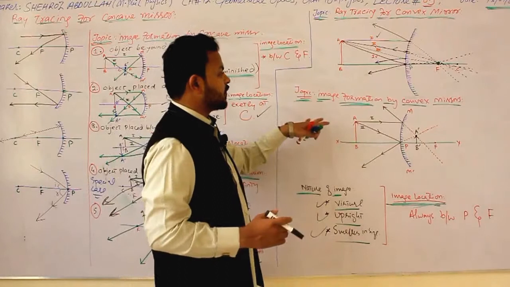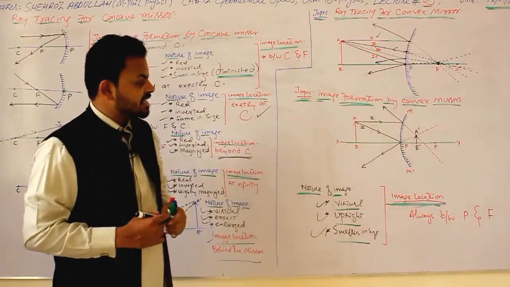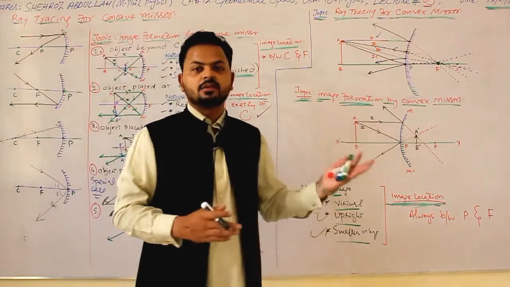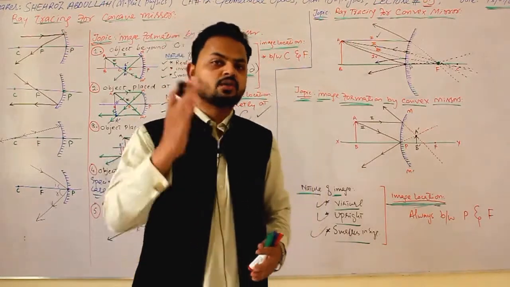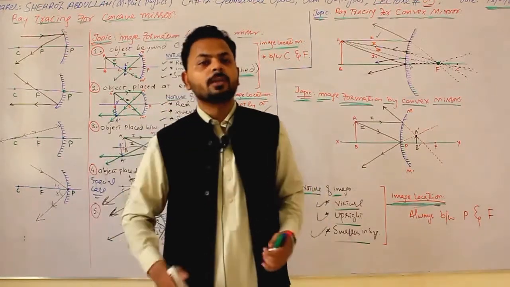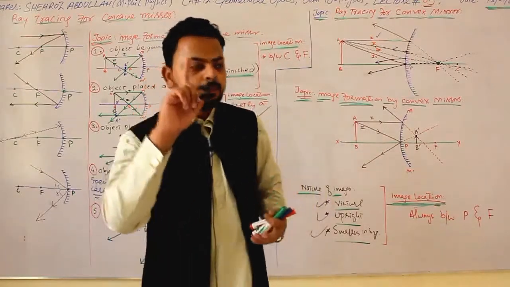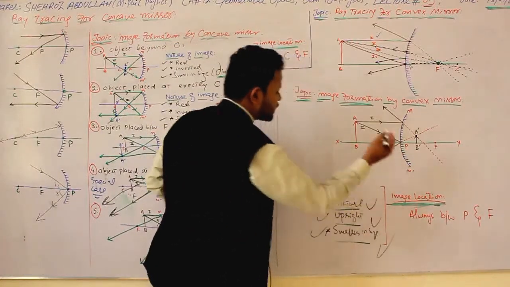Now similarly we have discussed image formation by convex mirrors as well. We have a convex mirror and we have placed an object AB over there. Do remember one thing, wherever you place an object from a convex mirror, the image formed will always be between F and P. The image will be virtual, upright and smaller in size.